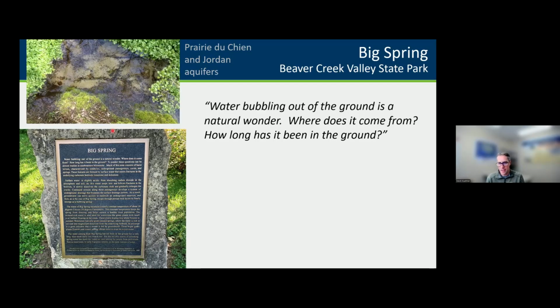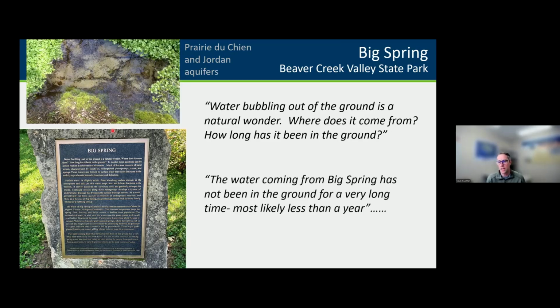And then the plaque goes on to say that they estimated that the water coming from Big Spring has not been in the ground for a very long time, probably not more than maybe a year. So again, this is where we were at about 20 years ago in terms of our understanding of this. But based on our new data that we have now, I'll come back to this at the very end, and we'll take a closer look at this.